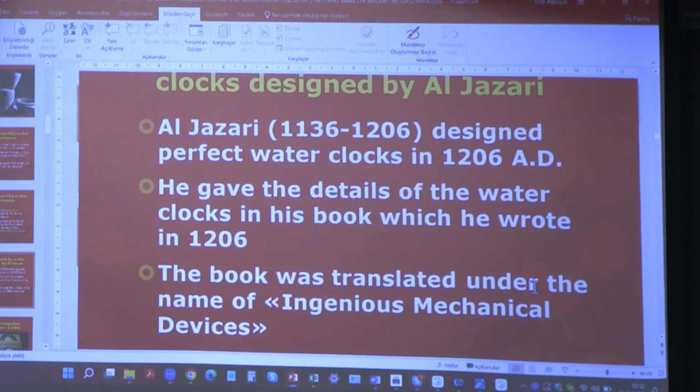Now, I'm sure that you have heard the name of Al-Jazari. He is a very famous scientist. He lived around 1136 to 1206. He designed many water clocks, and he wrote a book. In the book, he presented the diagrams of the water clocks. But of course, he also designed some other mechanical machines. His book was named Ingenious Mechanical Devices.